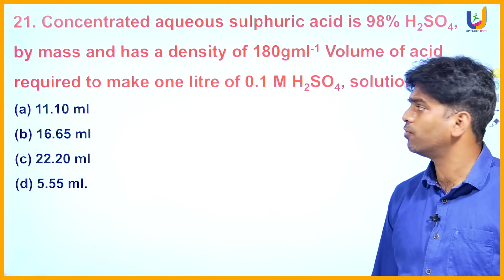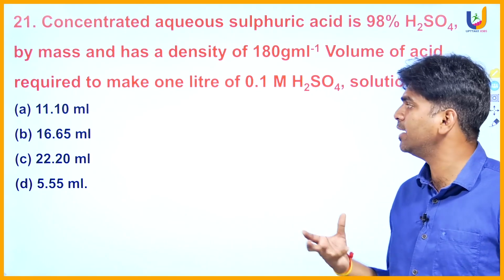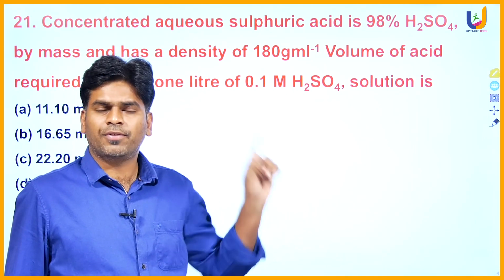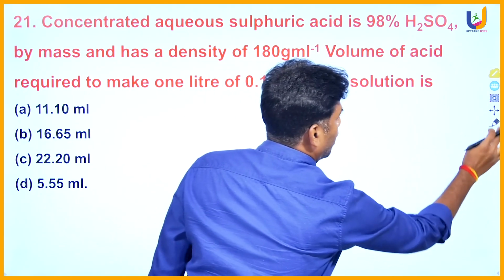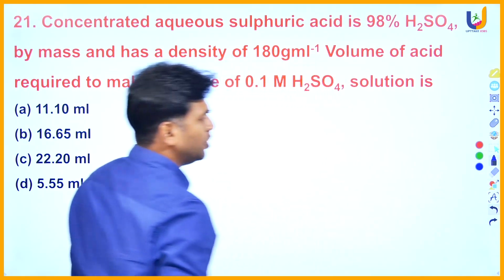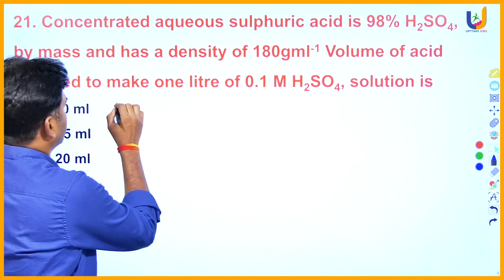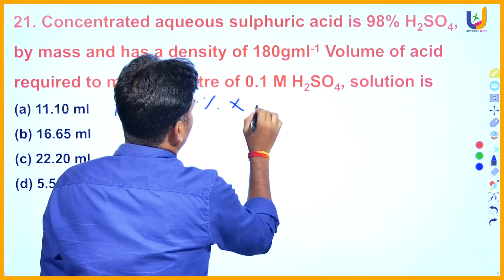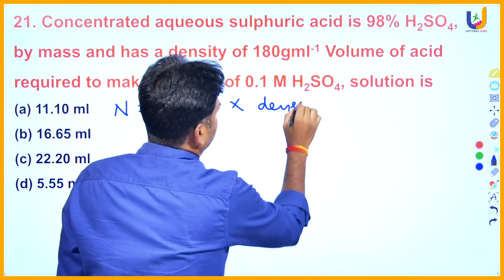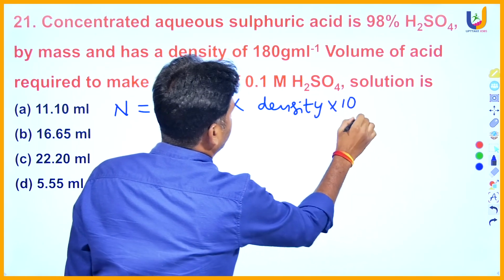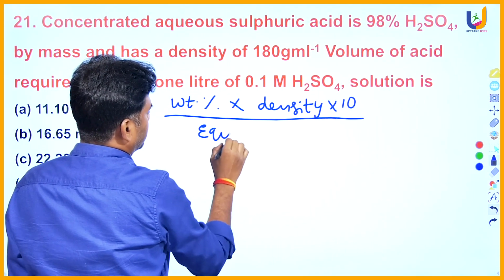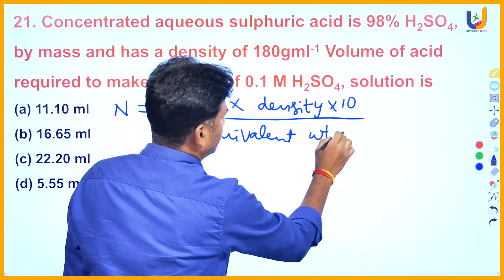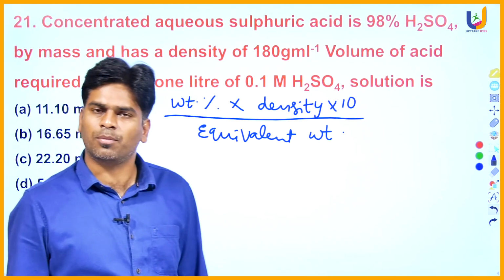For 0.1 molar sulfuric acid, how much is required? So let's see. From this given data, we can use the normality formula here. Normality is equal to weight percentage into density into 10 by equivalent weight. This is the formula we get from the normality formula.